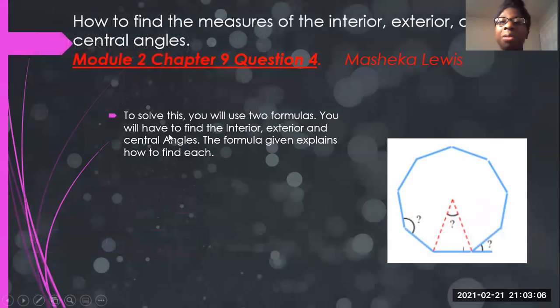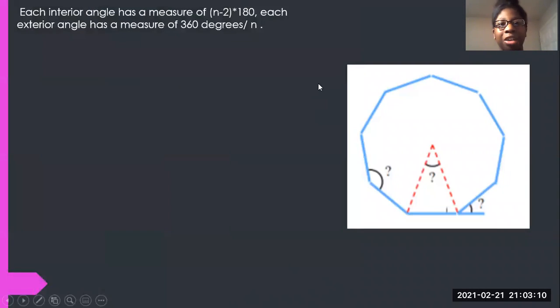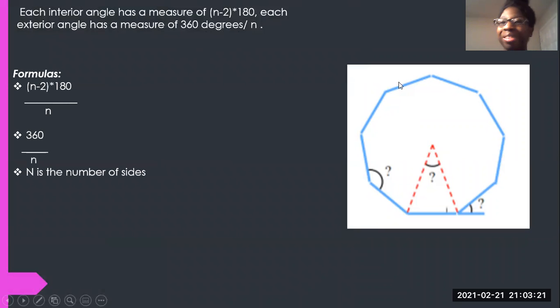Now we're going to have something a little bit similar, but we're also going to be finding exterior angles and central angles as well. So again, we have our angles, and our formula n minus 2 times 180, but we also have another formula, which is 360 divided by n. I'm sorry, I'm getting tongue-tied.